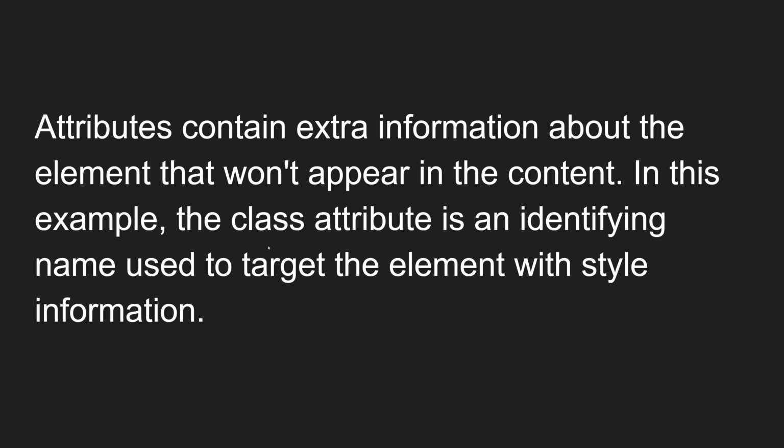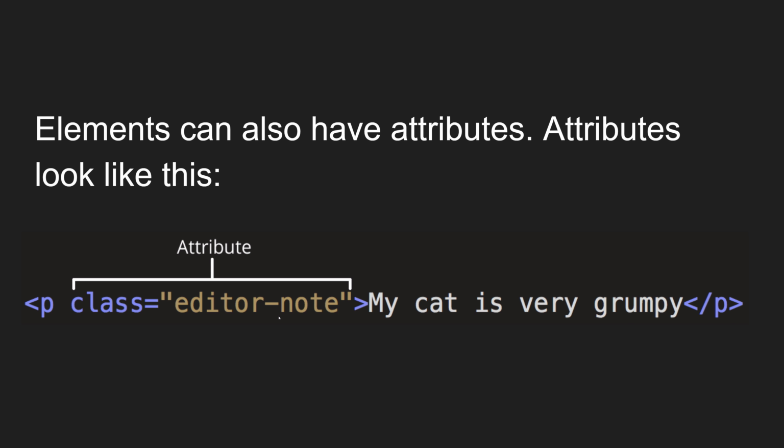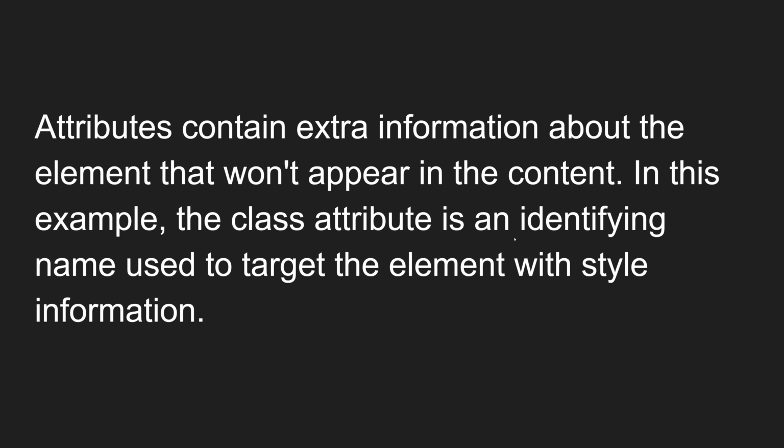In this example, the class attribute is an identifying name. This is the class attribute we have given: class is equal to "editor-note". This class attribute is used for identifying the name, used to target the element with styling information. So when you want to write the CSS styling and you want to target that element, we use this class attribute.